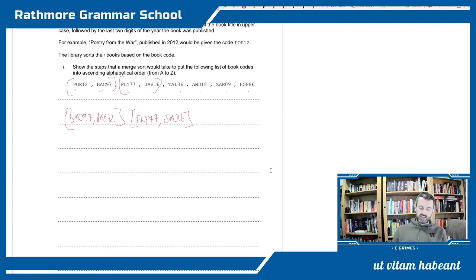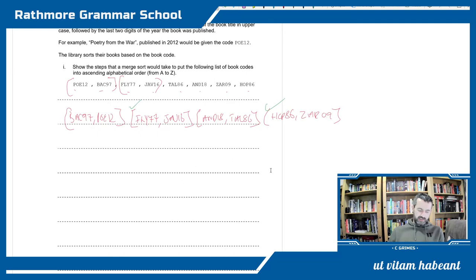And then I'm looking at T and A. We'll have and 18, tile 86. And then we're on to Z and H, and we'll have hop 86 and Zar 09. And that's the first stage of the merge, and there are two mark points there. You've got a mark point for that part of the array and a mark point for that part. Next, the second merge, and remember it's the leftmost elements in the array.